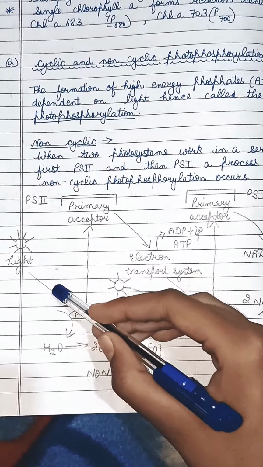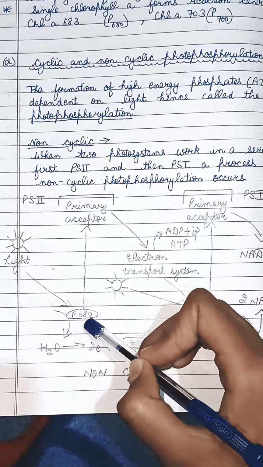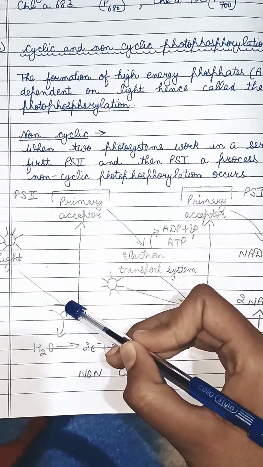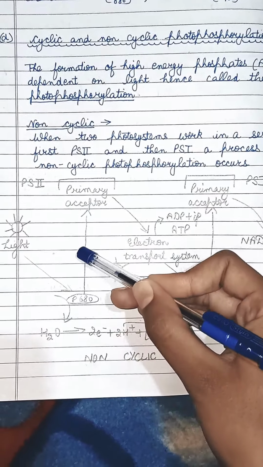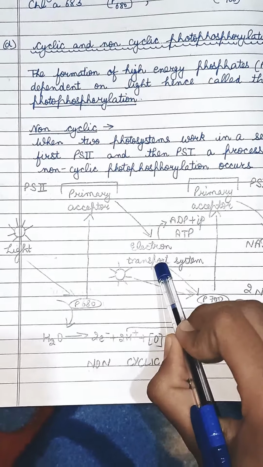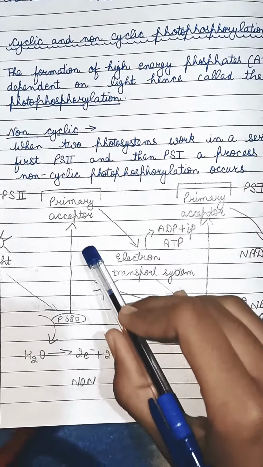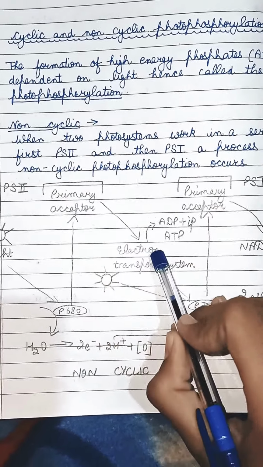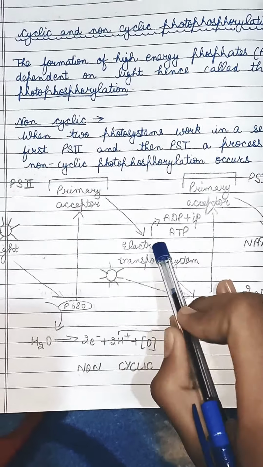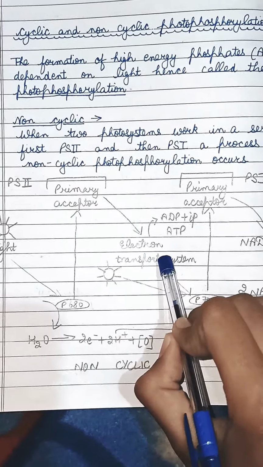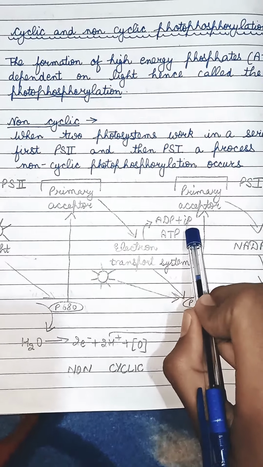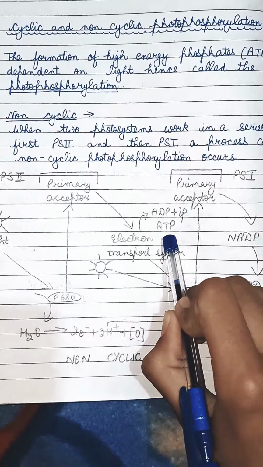Now this light falls on P680 and electrons are released. We assume that 2 electrons are released and these are accepted by our primary acceptor. This occurs inside the thylakoid membrane. Now this primary acceptor passes it to the electron transport system. What is passed? 2 electrons. When the electron transport system receives 2 electrons, it converts ADP and inorganic phosphate to ATP.